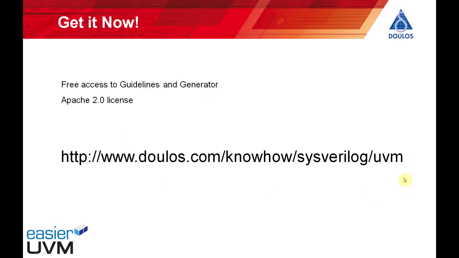You'll be downloading the UVM code generator under an Apache 2.0 license, so the code is yours to do whatever you like with. You also have access to the Easier UVM coding guidelines to do what you like with. So you can use the coding guidelines exactly as you find them, or you can pick and choose particular guidelines that you like and integrate them into your own specific UVM coding guidelines.